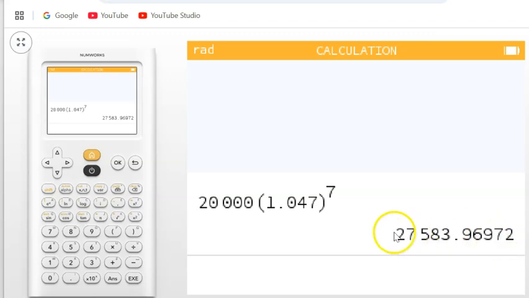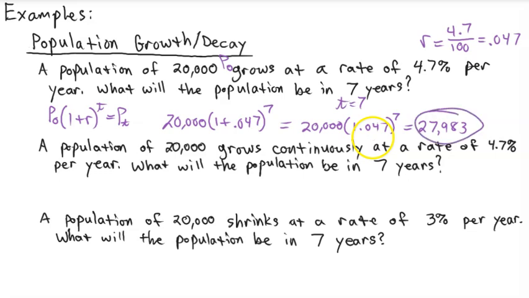It says our answer is 27,583.97, so our population is 27,584. I rounded this to the nearest whole number. Oftentimes we round populations to the nearest whole number because decimal values of a population are often unnecessary. We do not always round them; you'll be told how to round.